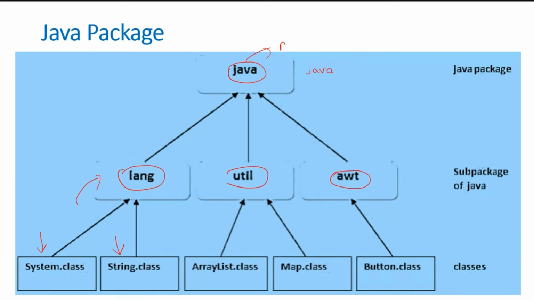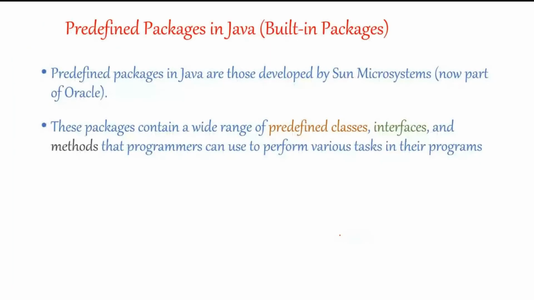Why have we never imported it? Because lang is the default package. So whether you import or you don't import, the lang package is automatically imported to all the Java programs, but not the other packages. So there is a util package. In this util package, there is a utility class called ArrayList. There is a class called Map. And the difference all of you can find: the packages start with a small character, and all the classes start with a capital character. That's the convention of Java. Here in AWT, you will find a class known as Button class.